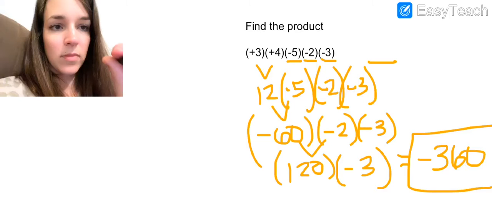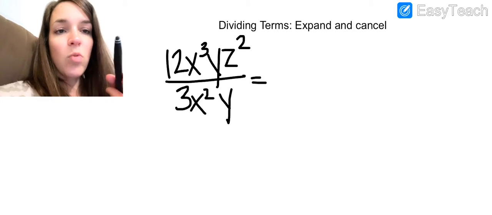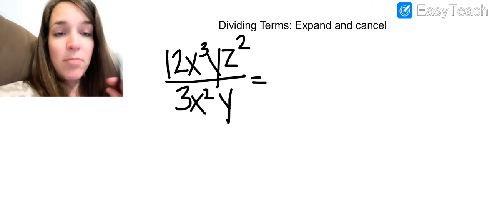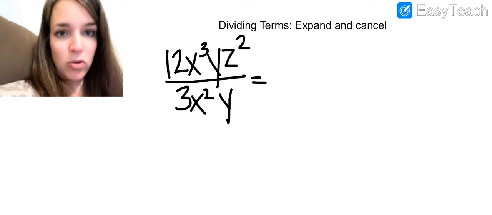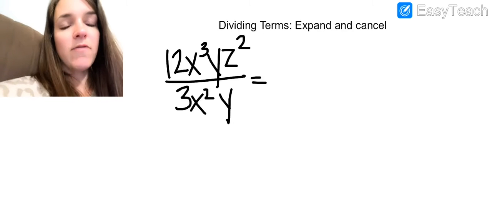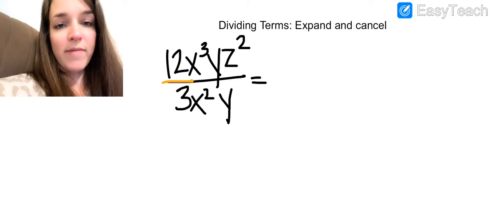Next example. Okay, so now we're going to talk about dividing terms. I'm going to go ahead and pull up the example so that you guys can see that. When we are dividing terms, we want to expand both the top and the bottom and then cancel it. Well, what do you mean by expand, Miss Gutierrez? I mean, if you've got a number like 12, you want to prime factor that number, or use prime factorization.